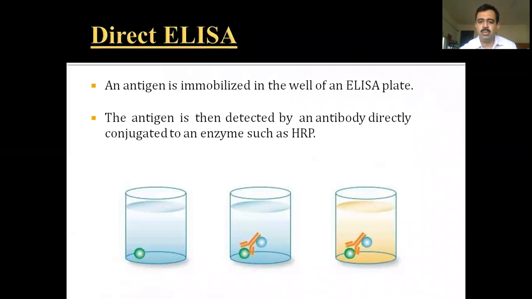An antigen is immobilized in the well of ELISA plate. The antigen is then detected by antibody directly conjugated to an enzyme such as HRP. You can see this is the microtiter plate, single plate, and here the antigen is bound. The labeled antibodies are put into it. Once the substrate has been put into that well, it changes its color. So it's a direct method of ELISA technique.